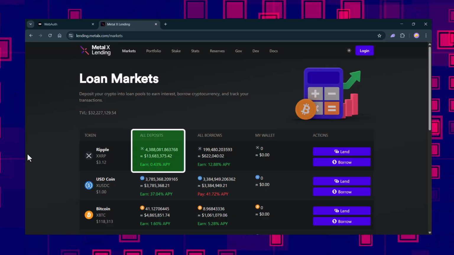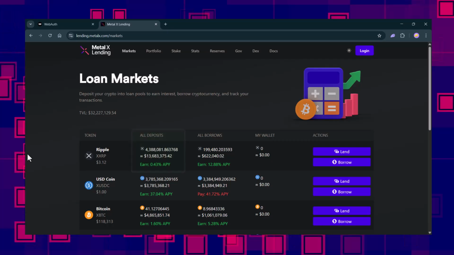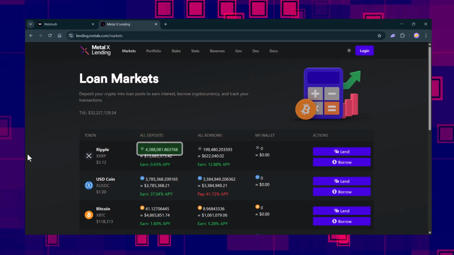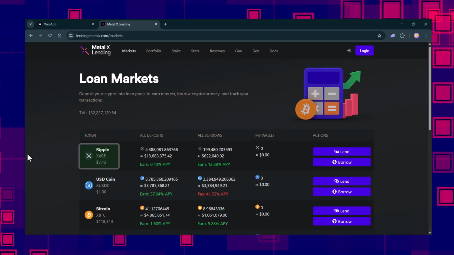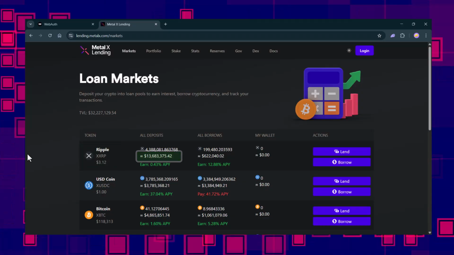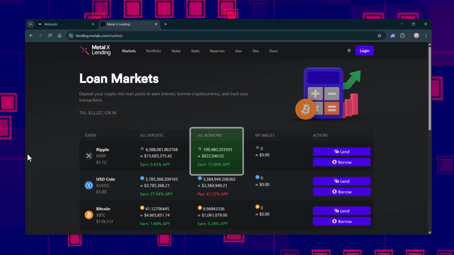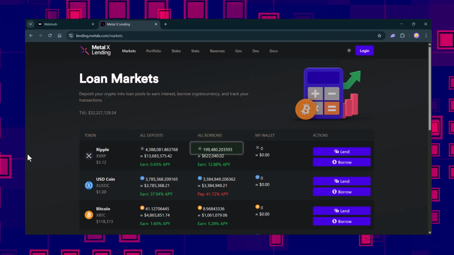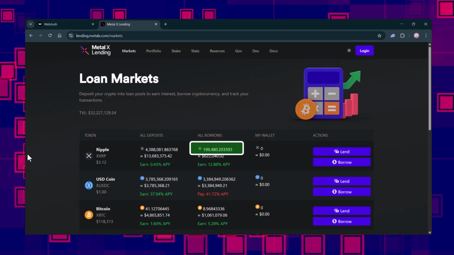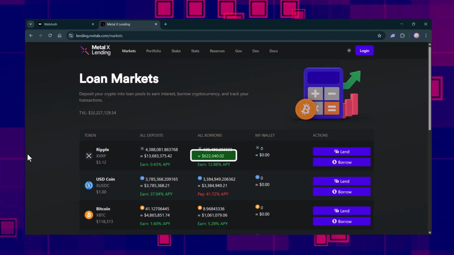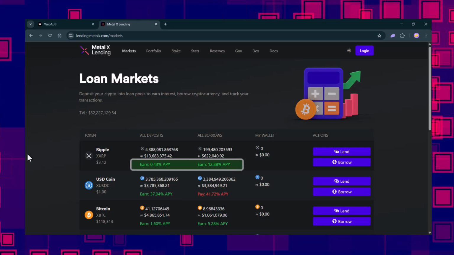All deposits section. Here we see the total amount of Ripple tokens currently supplied for lending. At the time of recording, that's around 4.38 million XRP, priced at $3.12 per token, which gives a total value of about $13.68 million. All borrows section. This section shows how many Ripple tokens have already been borrowed and their market value. Here we can see that around 199,000 XRP have currently been borrowed, with a total market value of about $622,000.